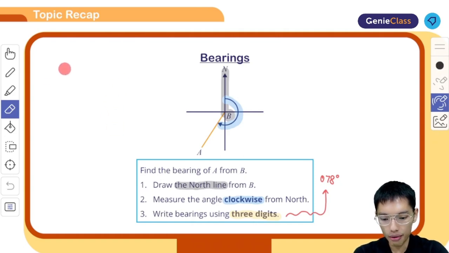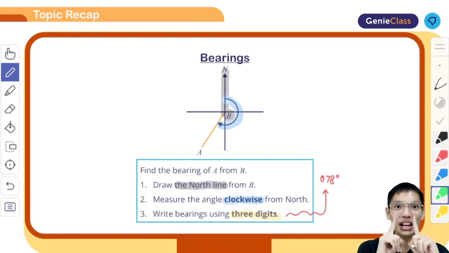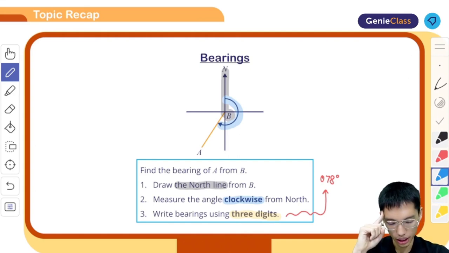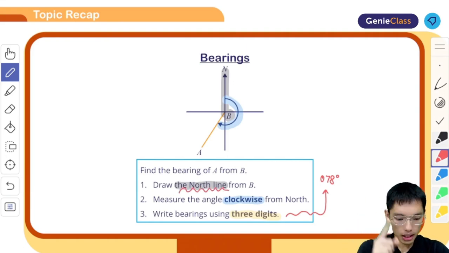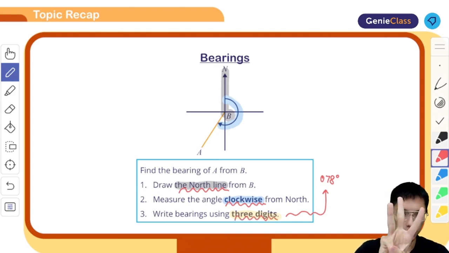When we do bearings over here, let me remove my very ugly drawing of my birds, okay? When I do bearings, first things first, it always starts off with the north line. That's the first thing. Remember, bearings, first one, north line. Second thing, how to measure? Clockwise. Third thing, when you write down, 3 digits. So remember, north line, clockwise, 3 digits.